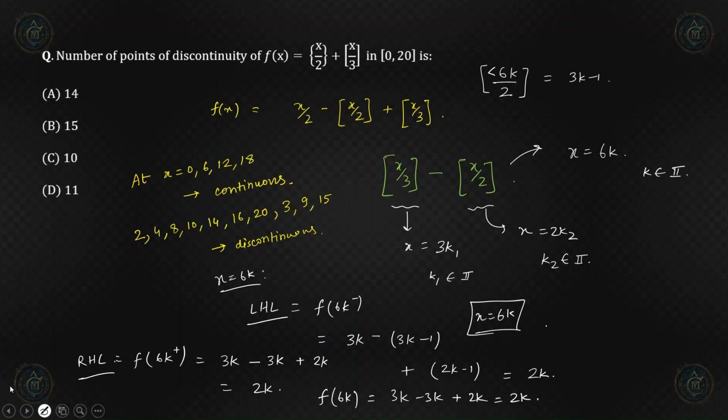Okay, so at how many points is this function discontinuous? The function is discontinuous at exactly 1, 2, 3, 4, 5, 6, 7, 8, 9, 10 points. Okay, so option C will be our correct option. Let us move to the next problem.